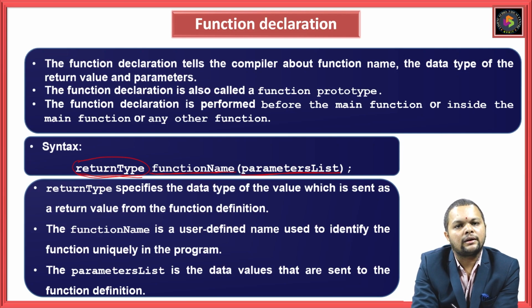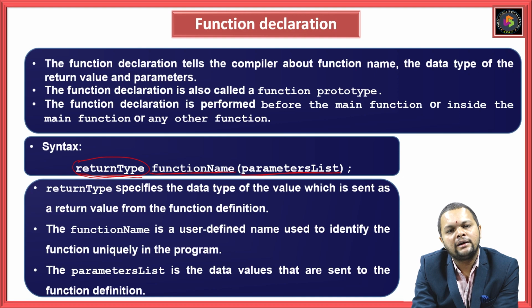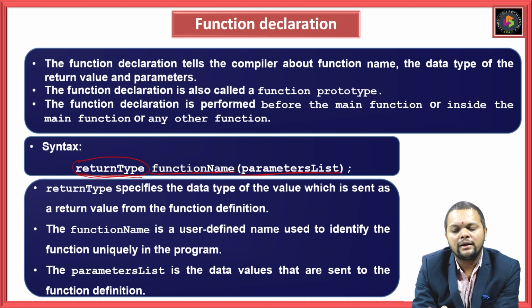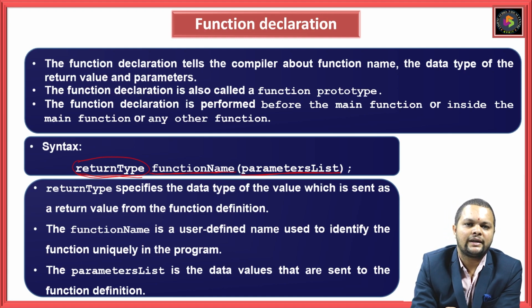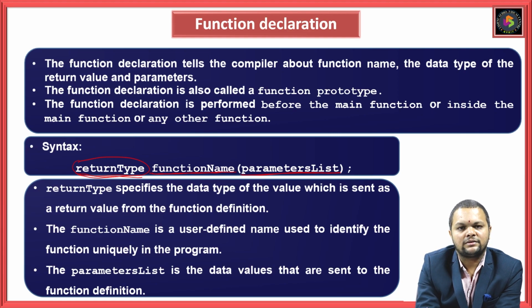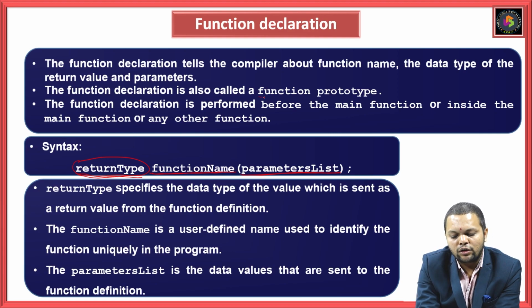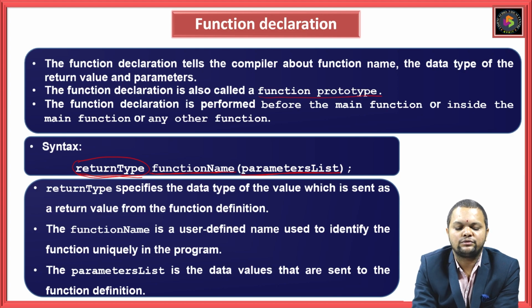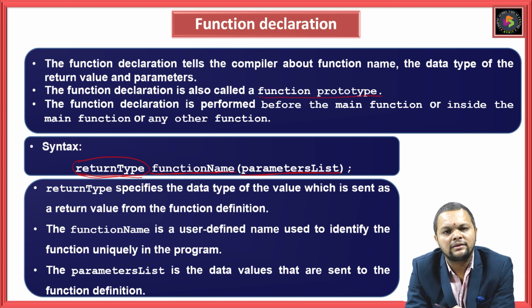So where do we need to declare it? We can declare it globally or we can declare it locally. Globally means it will be declared before your main function, and it can be applied to the whole program. If I am declaring it only at a particular local point, it will last up to the end of that particular block. And this function declaration, we can also call a function prototype.